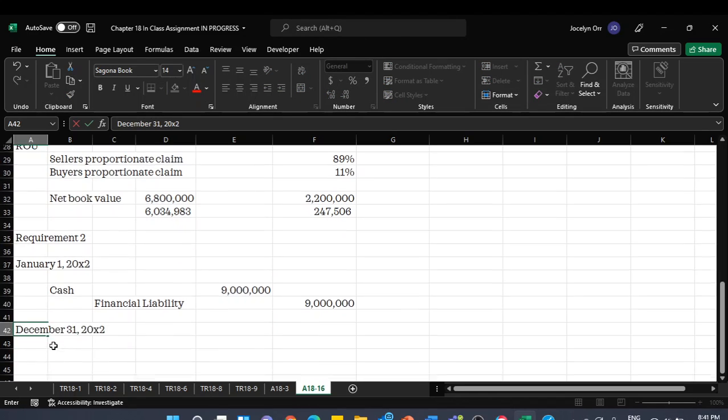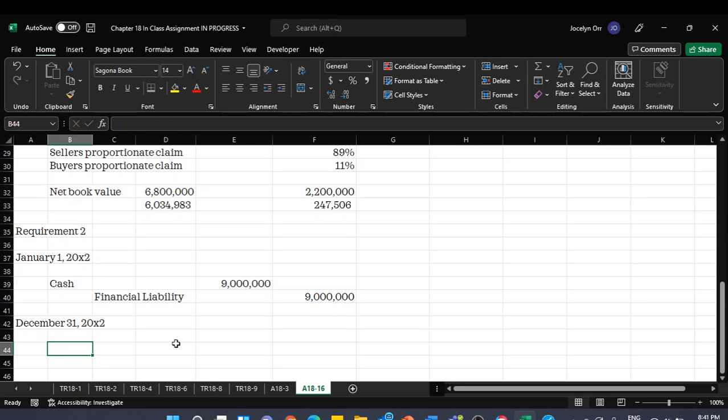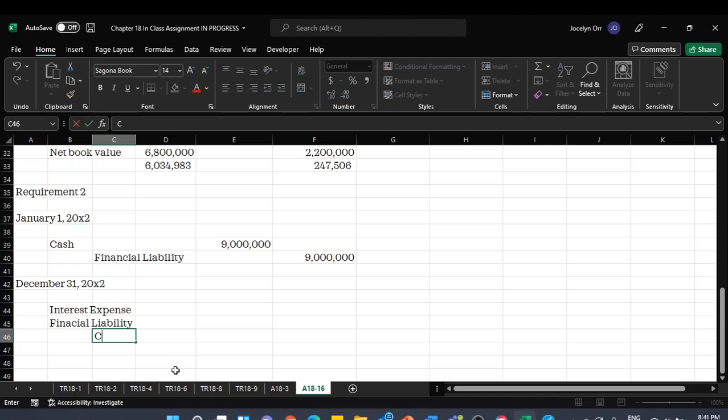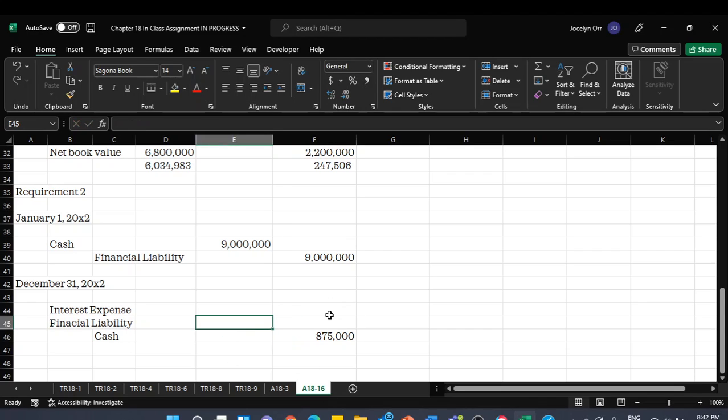On December 31st, our original asset would be recorded kind of the same, would be recorded based on the original asset on our books. So really all we're looking at is our interest expense, the impact on our financial liability, which is going to be to slightly reduce, and then the cash payment that we're going to make. Okay, so we know that amount is $875,000.